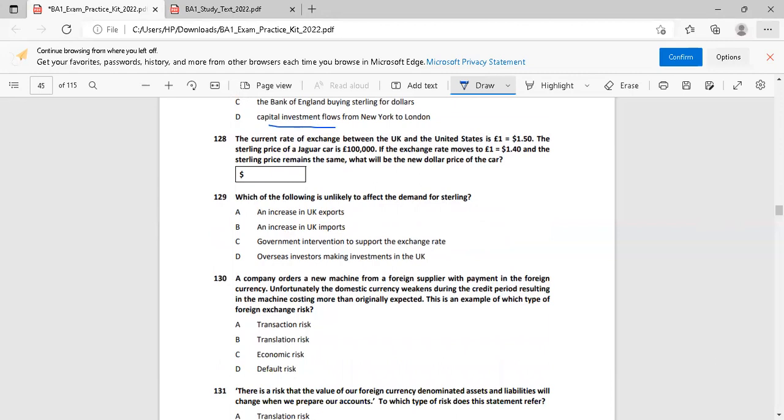The current rate of exchange between UK and United States is £1 is equal to $1.5. The sterling price of a Jaguar car is £100,000. If the exchange rate moves to £1 to $1.40 and the sterling price remains the same, what will the new dollar price of the car be?